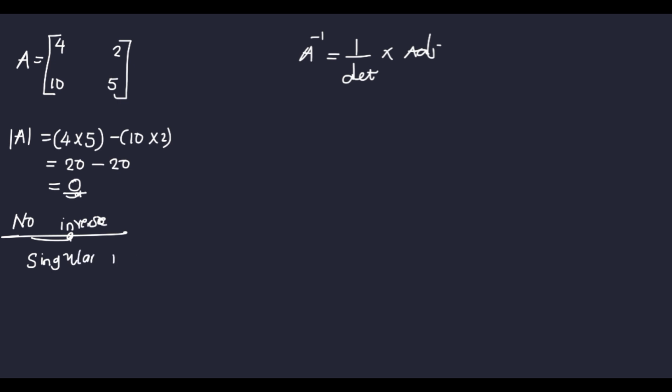A singular matrix is just a matrix where its determinant is equal to 0. Apart from that, you also need to remember that a singular matrix has no inverse, because if we substitute here, we are going to have 1 over 0. 0 multiplied by the adjoint, everything will turn into 0. So a singular matrix has no inverse.